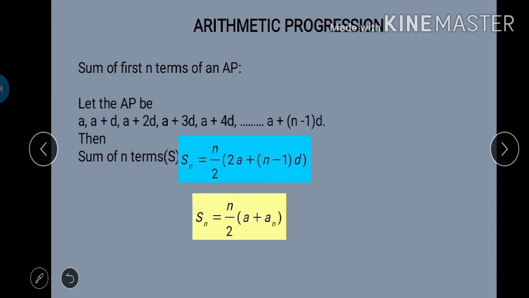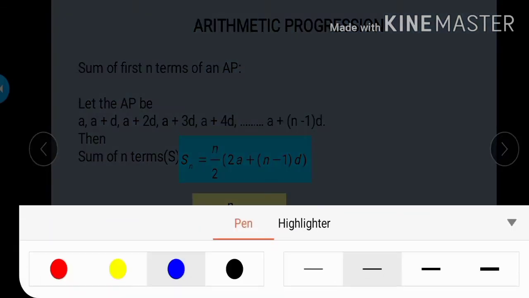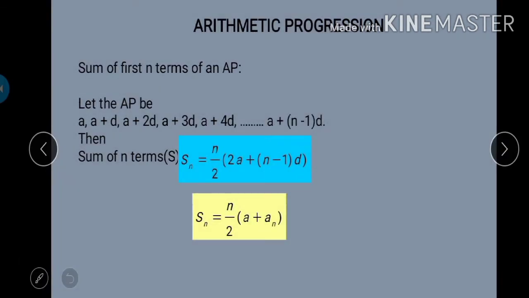Now moving further, we have the sum of first n terms of an AP. Suppose I want to add the first 4 terms of an AP, or the first 10 terms, or the first 20 terms, or the first 50 terms. It is impossible for us to do it physically one by one. Instead we go for a ready-made formula, and we have two formulas to find Sn, that is the sum of the first n terms of an AP.